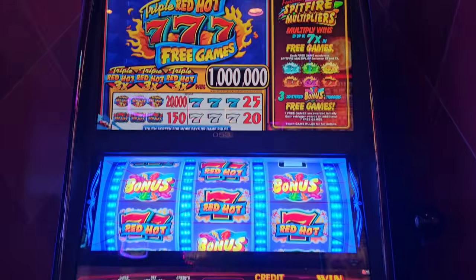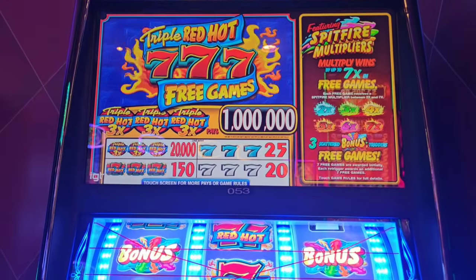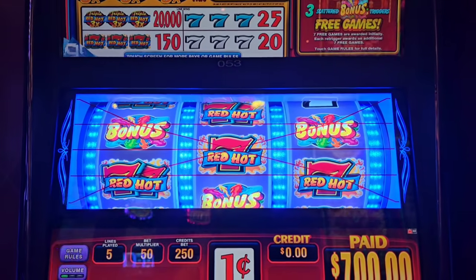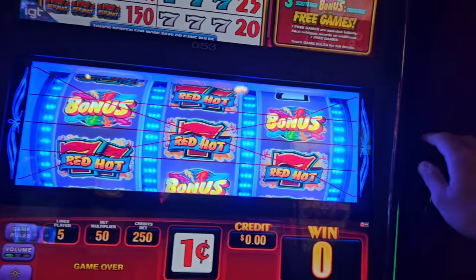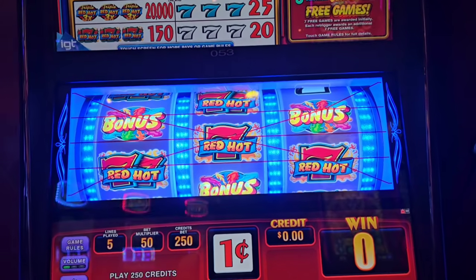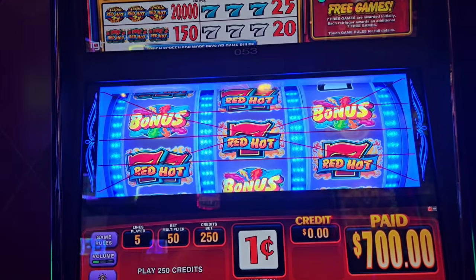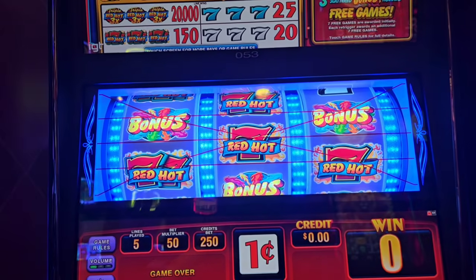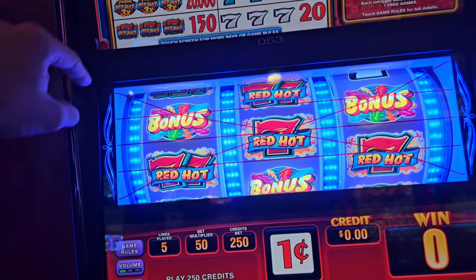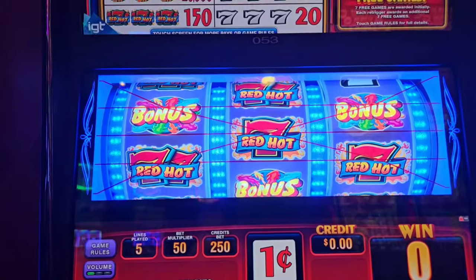At our next even lower volatility machine, featuring Spitfire multipliers, triple red hot 777 per game. So what makes this more old school looking, even with the pull handle, real slot machines, real reels, right? These old school reels, is that it has 5 pay lines as opposed to just 1. So instead of just being able to win down the middle, now you can win on the top 3, the middle 3, the bottom 3, and then the 2 diagonals, right?